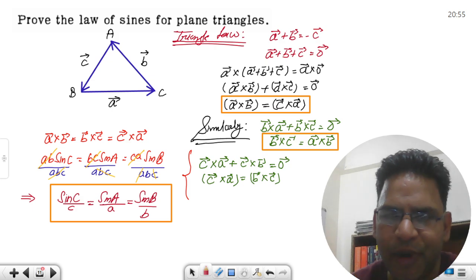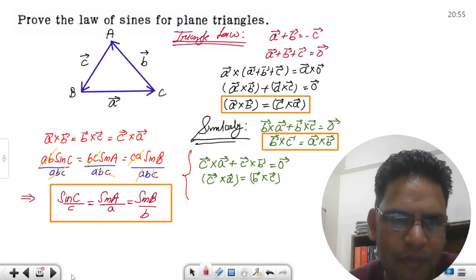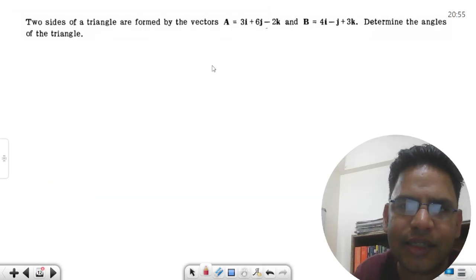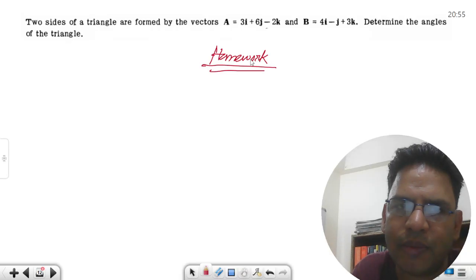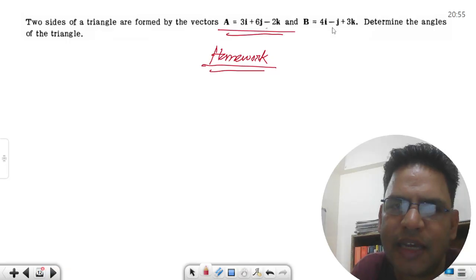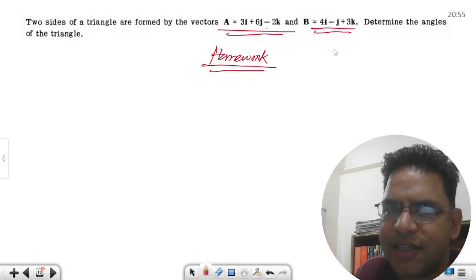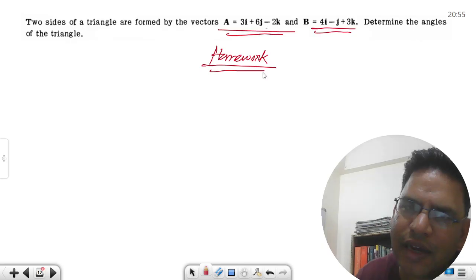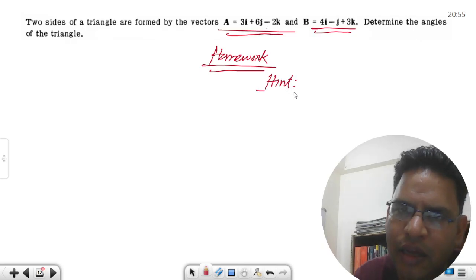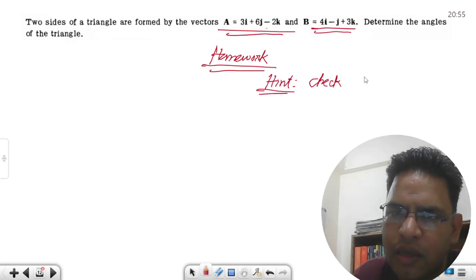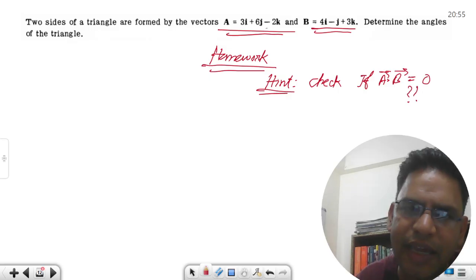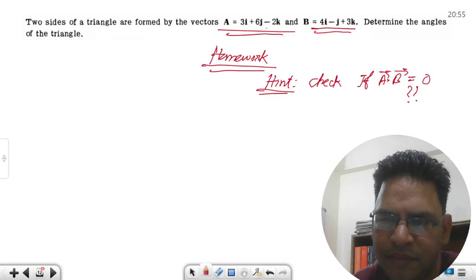So there are a lot of questions here, and I want you to solve a few on your own. This is again a homework problem for you. You need to understand how to solve these problems. Sides of triangles are given as a and b, determine the angles of the triangle. This is going to be very interesting, look at it. If you need a hint, first check if a dot b equals 0 or not. If it is 0, then a is perpendicular to b.